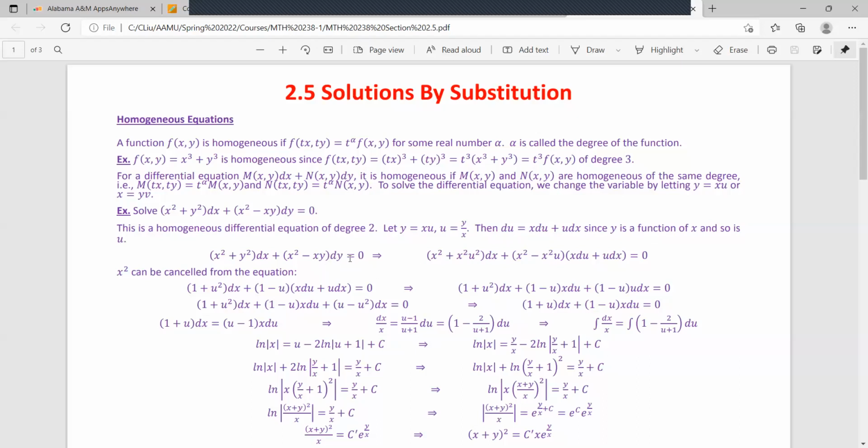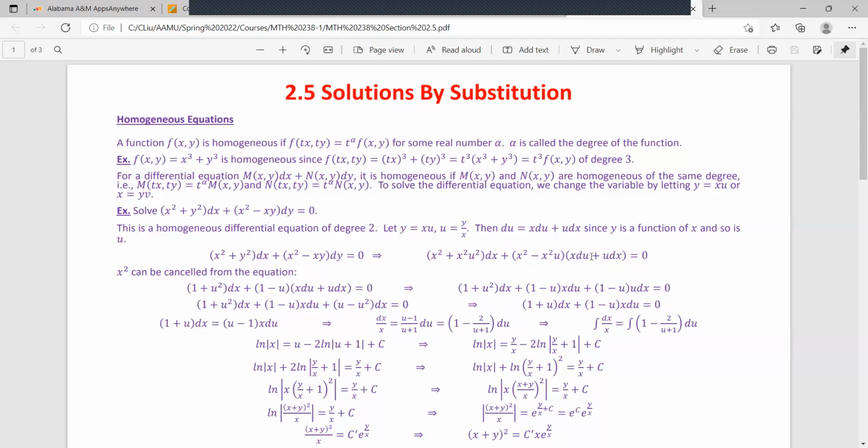And then replace y by x times u. So we're going to get (x squared plus x squared u squared). Remember, y squared is just x squared times u squared, times dx, plus (x squared minus x times xu, which is y. So then x times u is just x squared times u). Okay. So remember, you have to substitute everything in this equation, each term, including the differential. So dy is just x du plus u dx.